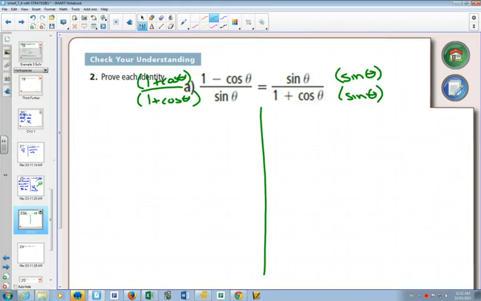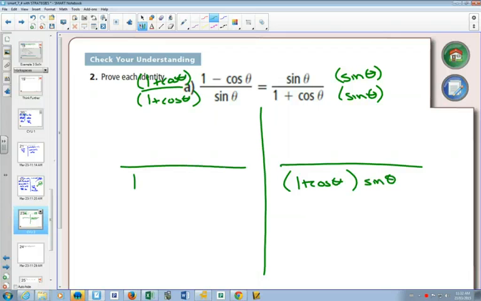by multiplying by 1 plus cos theta. What that's going to do, and I'm going to leave it factored out, is at least I'm going to have my denominators the same. And maybe that will lead to something for my numerators.